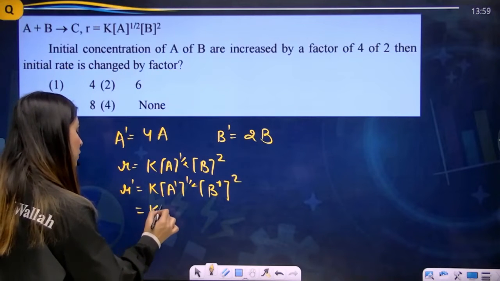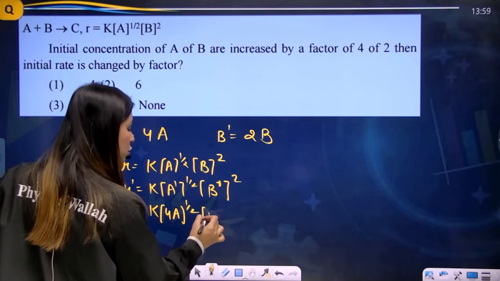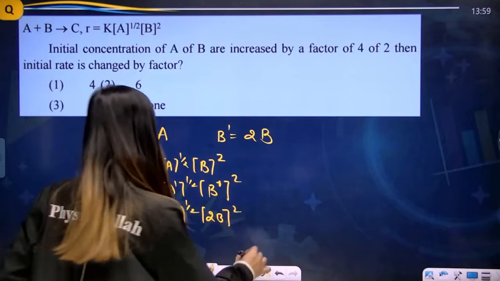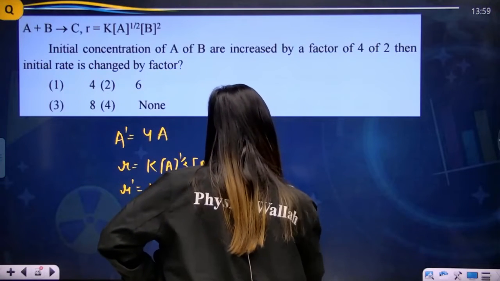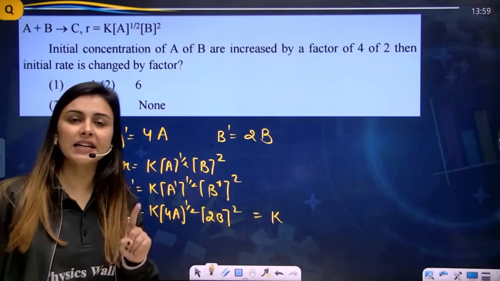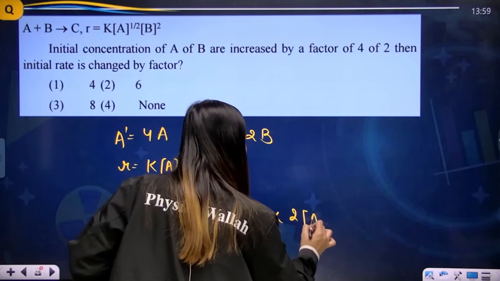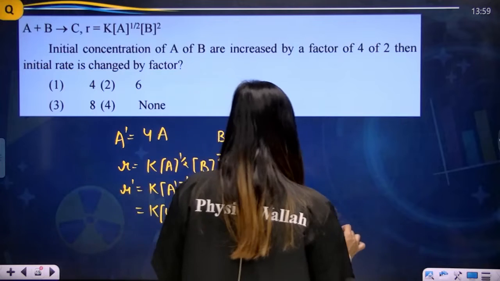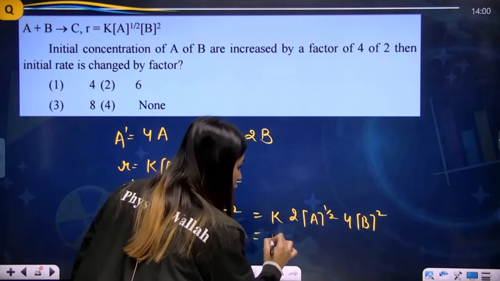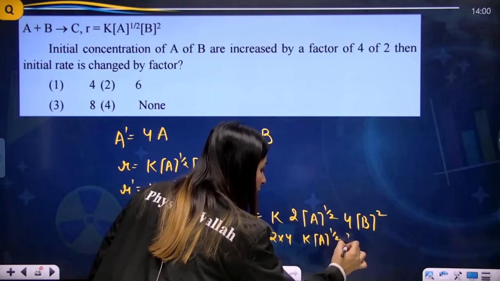So this is K, and A is 4 raised to the power half, and B would be 2B power 2. Let's try to solve this. This would be K into 4 power 1 by 2. Can I say that it is equal to 2? Root of 4 is 2. So this would be 2 times A power half. Then you have 2 squared, which is 4 times B power 2. So this is 2 into 4 K A power half and B power 2.